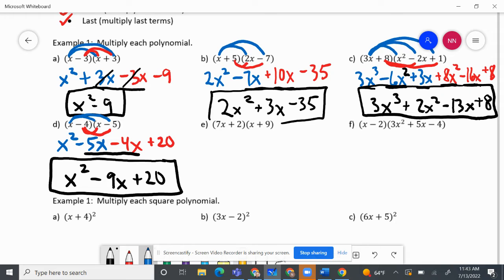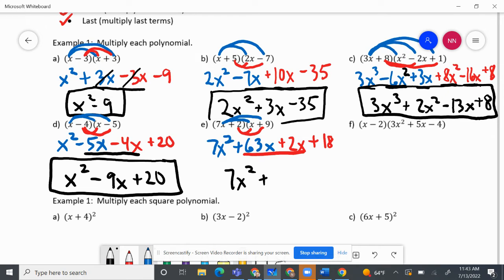So for letter E, we're starting off with the 7x and the x, and that gives us 7x squared. Then we have the 7x times the 9, which gives us 63x. We're going to multiply by the 2 now. 2 times x gives us 2x, and 2 times 9 gives us 18. We're going to add our like terms, and what we have is 7x squared plus 65x, and then plus 18.